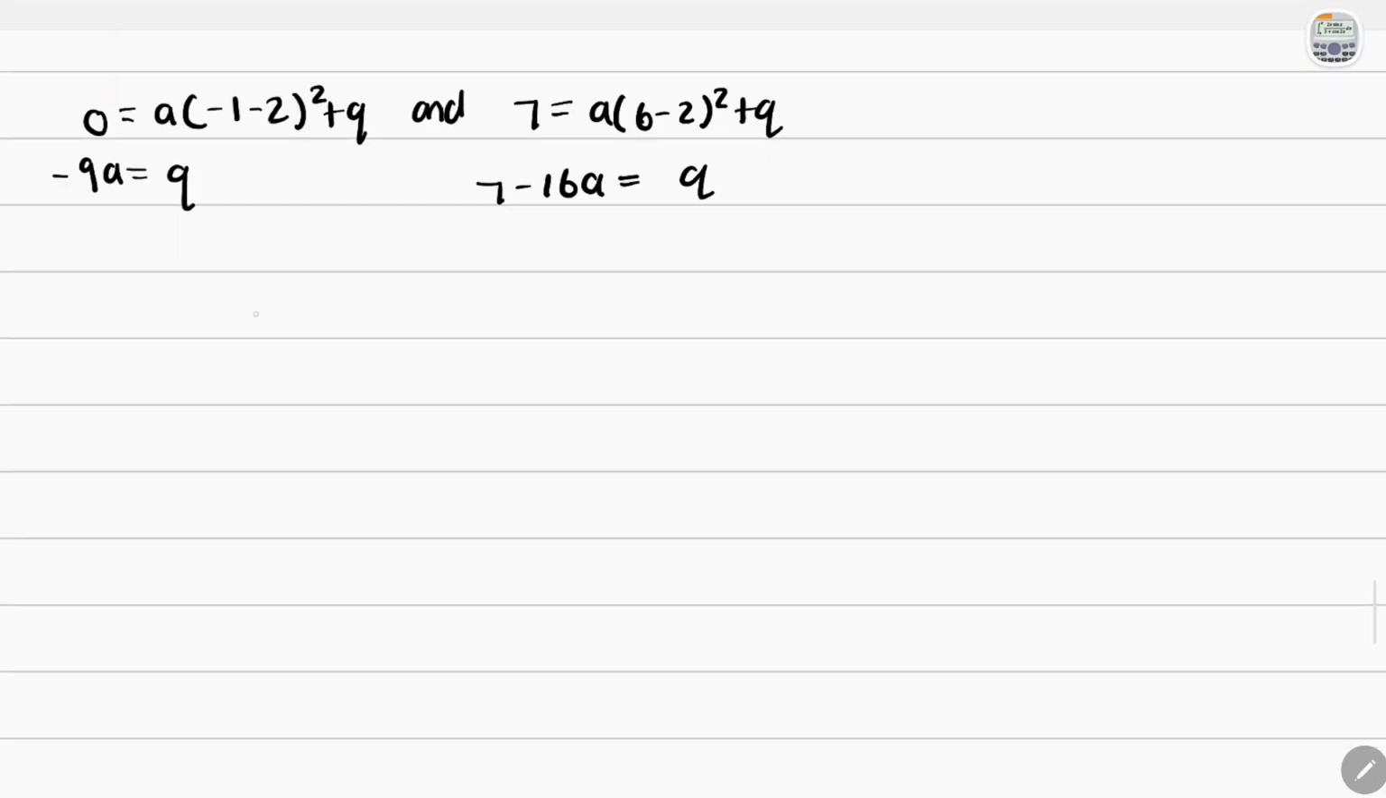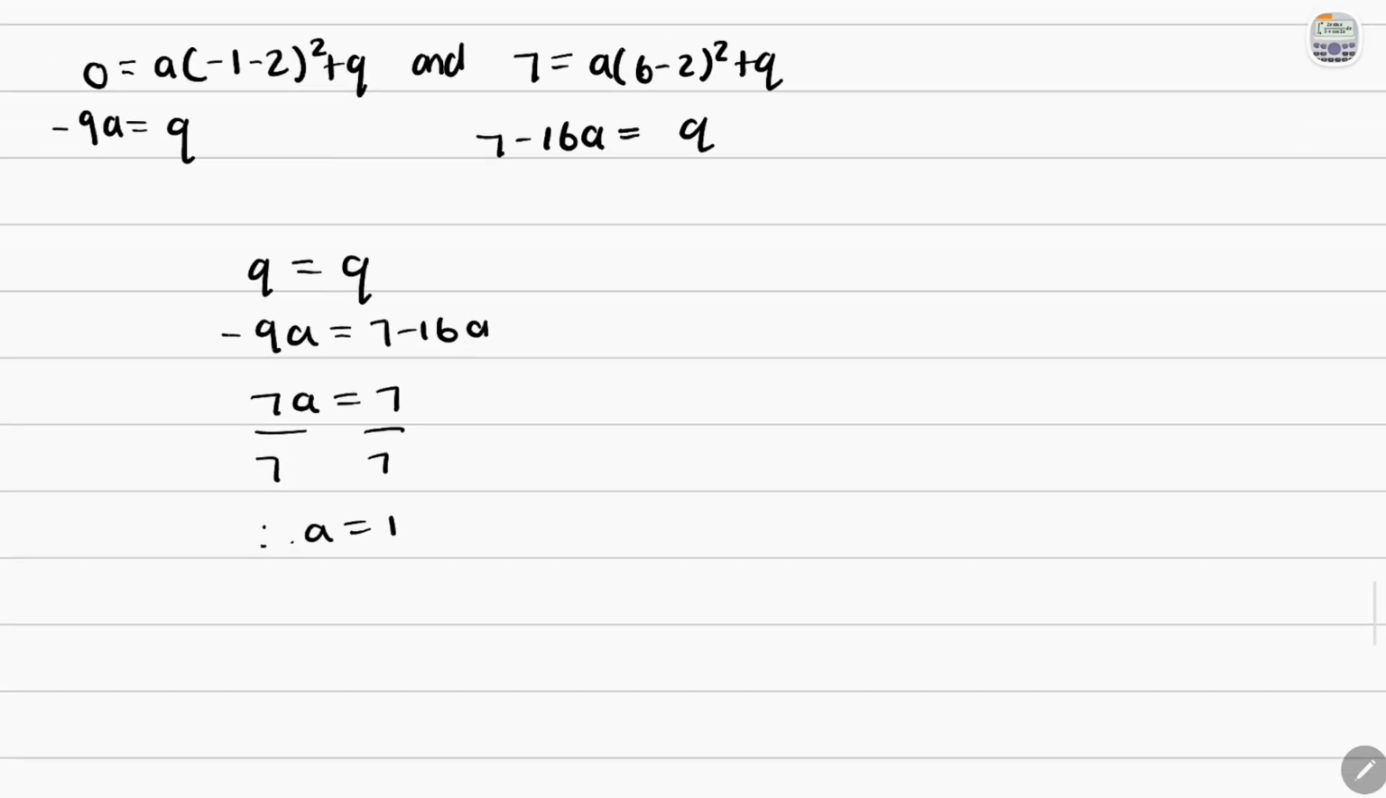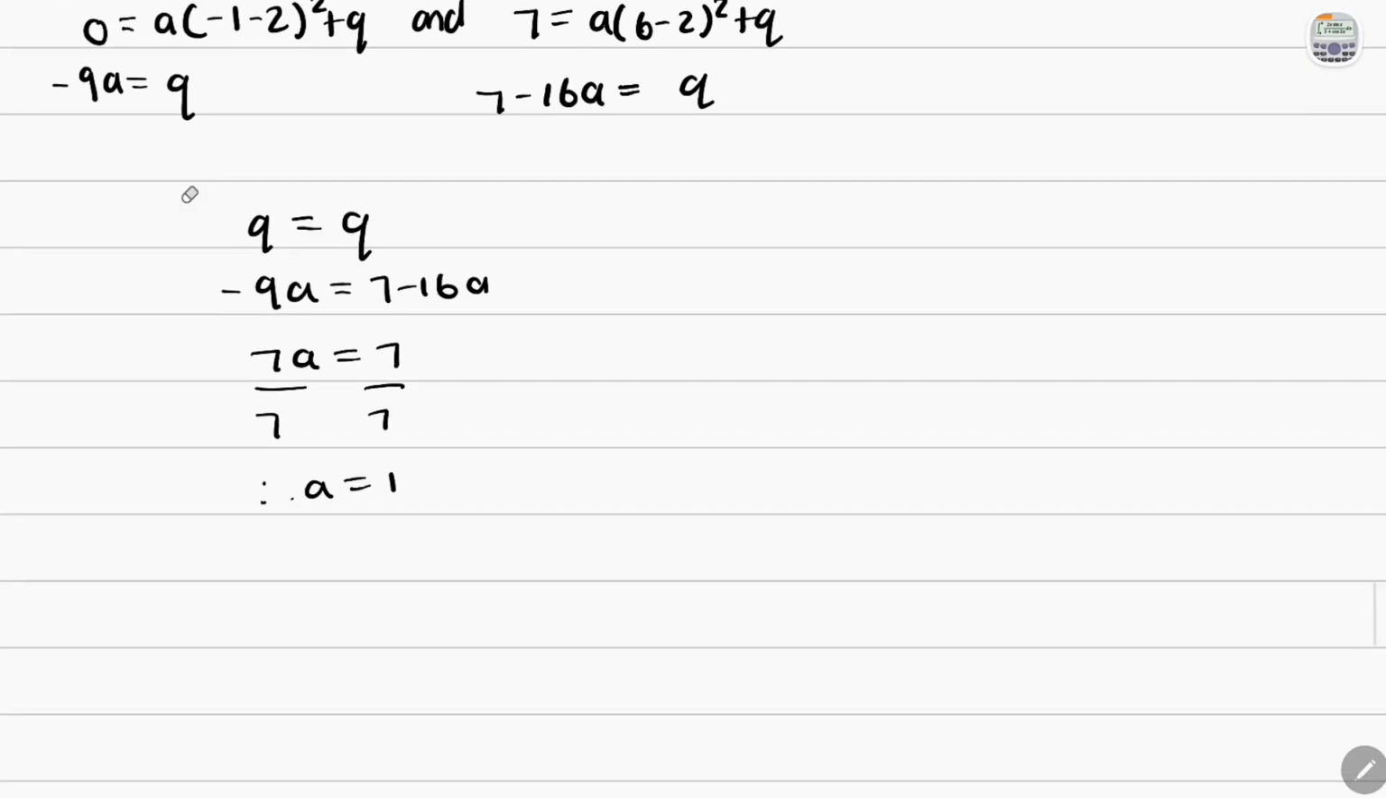Then we can simply solve for A here by equating Q. So Q equals Q. And so we have -9A is equal to 7 minus 16A. And then transpose this 16. So that's positive 16A minus 9A. And we have 7A equals 7. Divide both hand sides by 7. Therefore, A equals 1.